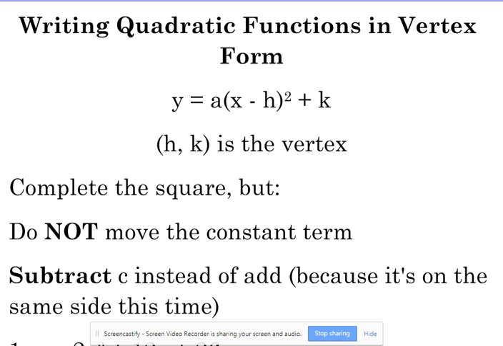H is the x-intercept of the vertex. K is the y-intercept of the vertex. Now notice this minus sign right here, and this h is positive, so you change the sign on the h. So for example, if that were x plus 2 squared, x plus 2 in the parentheses, then negative 2 would be the vertex. So let me give you just an example of a parabola in vertex form.